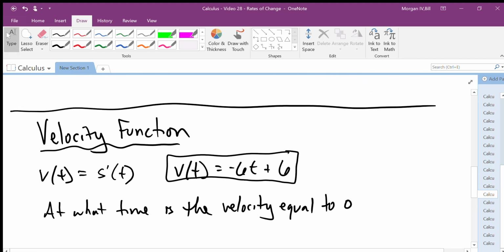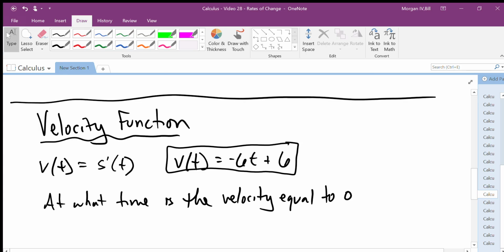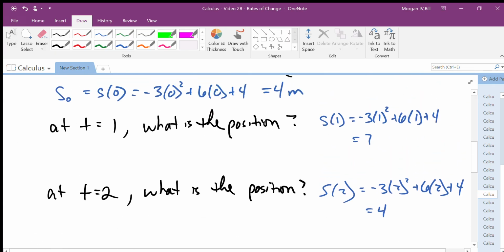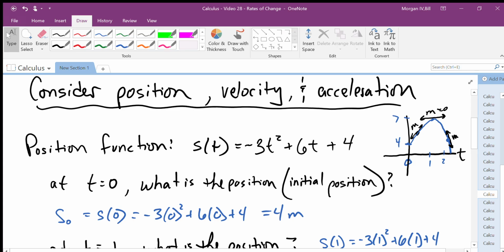At what time is the velocity equal to 0? Well, to find out what time the velocity is equal to 0, we can take the velocity function v of t, set it equal to 0, and solve for t. That would tell us what time it's equal to 0. So we would get 6t equals 6, t equals 1 second, and we find out that at time equals 1 second, the velocity is equal to 0. And what that represents on the graph is at 1 second, the slope is 0.